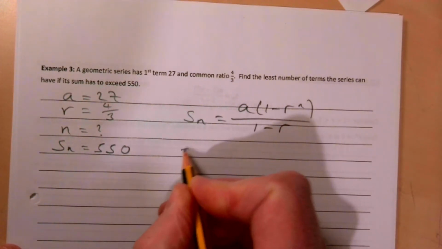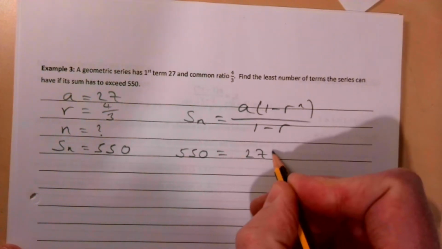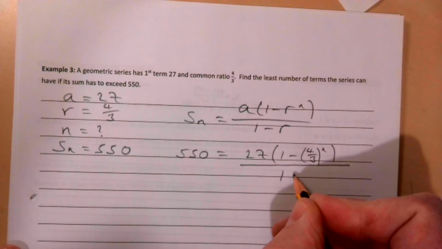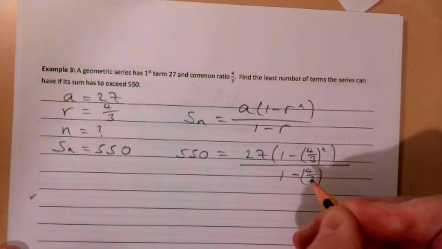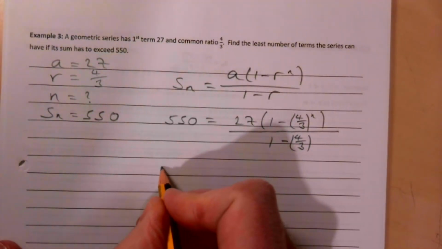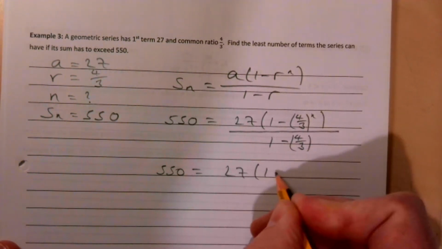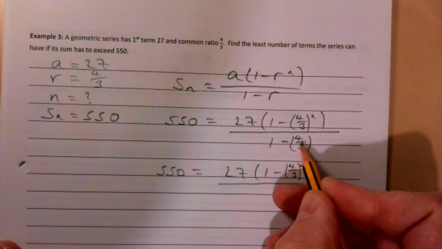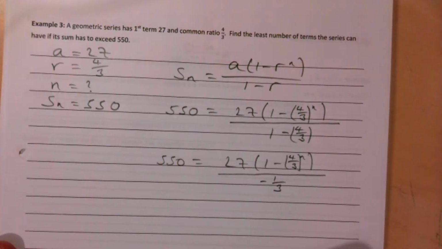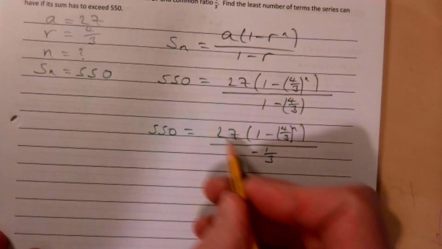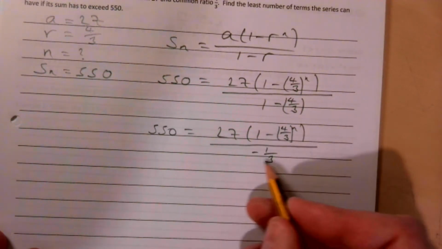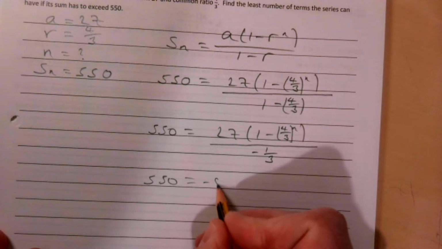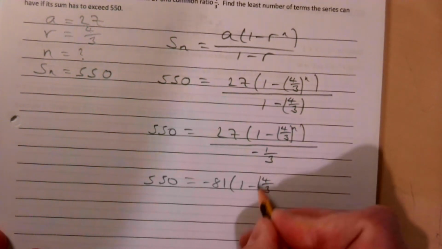So let's start filling this in. It's awkward enough. 550 equals 27 times 1 minus 4 over 3 to the power of N all over 1 minus 4 over 3. So let's try and start tidying this up and see what we end up with. 1 take away 1 1/3 gives us minus 1/3. So that bit's okay. If you divide this here by minus 1/3, it just gives us a minus 81, since it makes this 3 times bigger. So we're then going to go 550 equals minus 81 upon 1 minus 4/3 to the power of n.